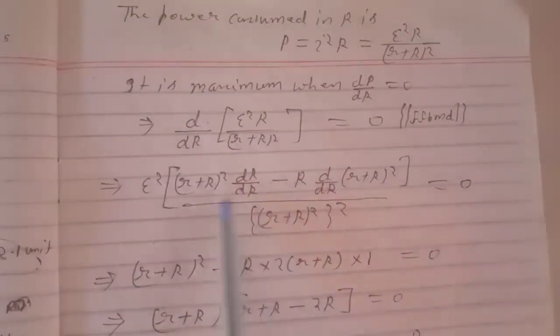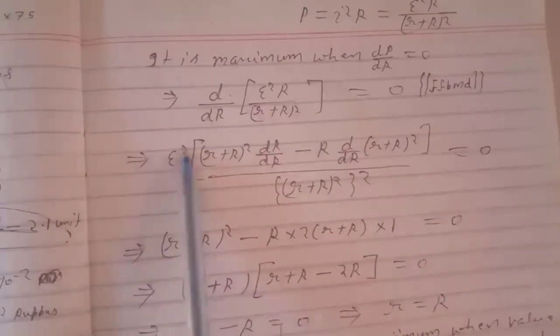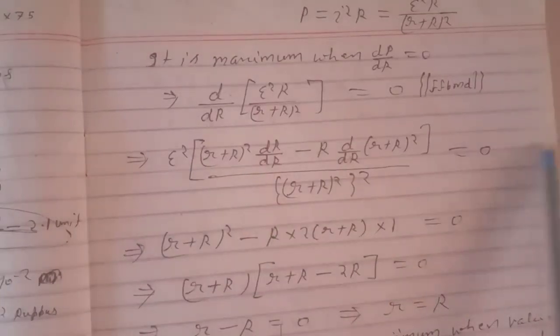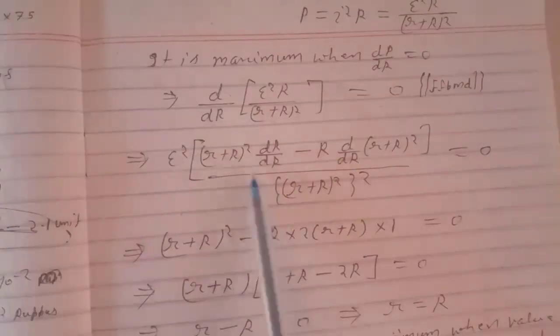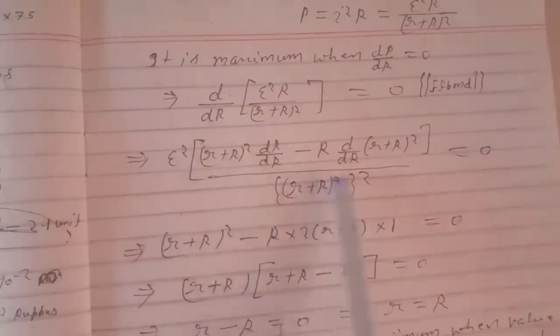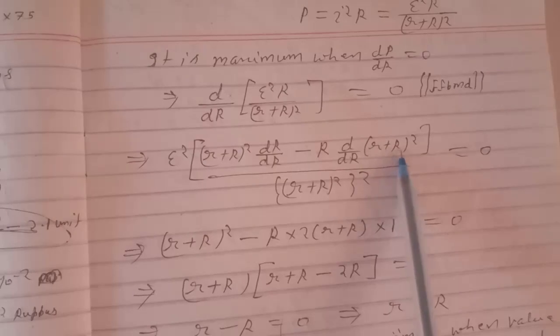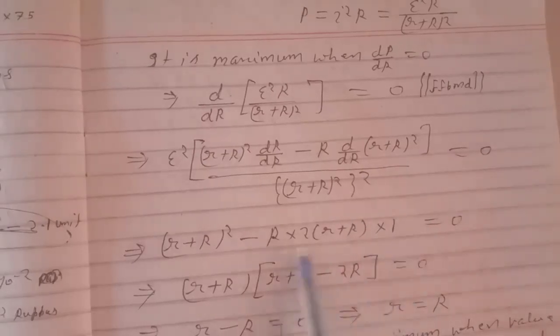Now we have to differentiate it. This all should become 0. So (R plus r) whole squared, now dR by dR equals 1, and R into 2 into (R plus r), and differentiate it: this will be 0 and this will be 1. So (R plus r) squared minus R into 2 into (R plus r) into 1 equals 0.